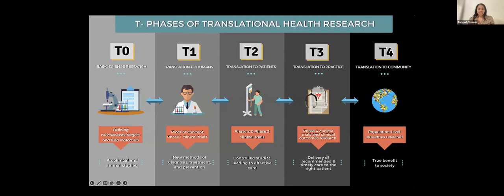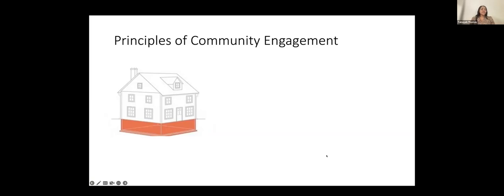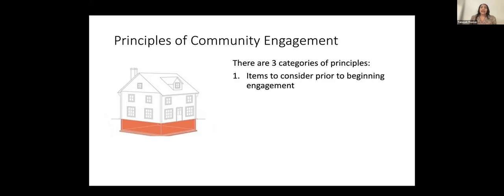Okay, perfect. So now we're going to briefly talk a little bit about principles of community engagement. There are really 3 categories of these principles. The first is items to consider prior to beginning engagement. These can be things like the context of the health issue.